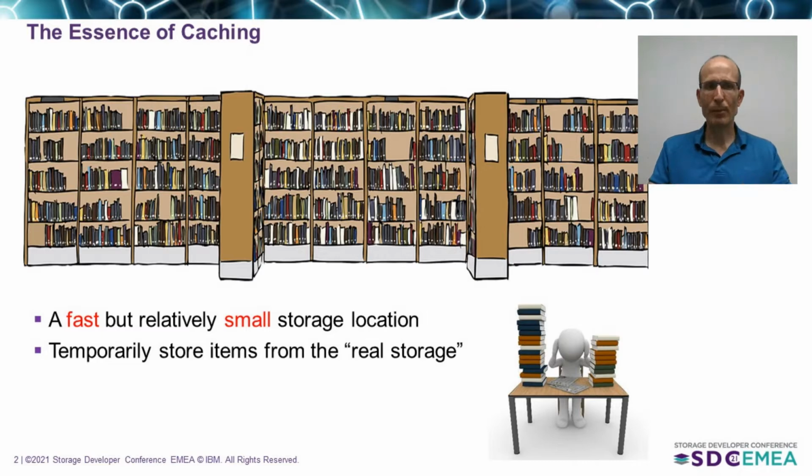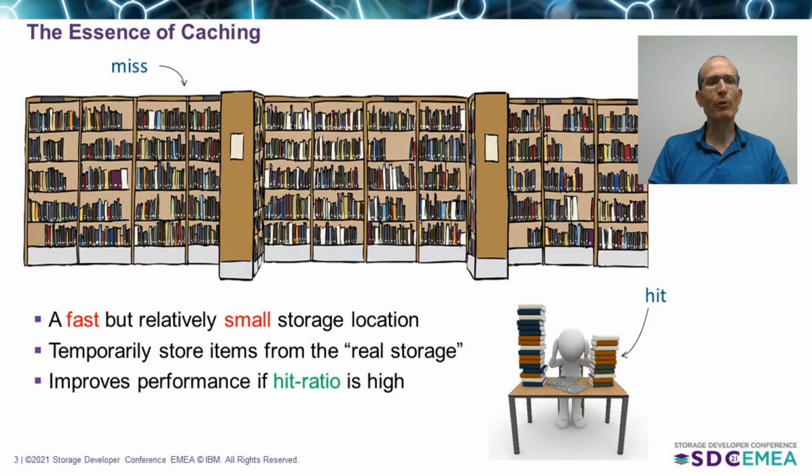What is a cache? A cache is a fast but relatively small storage location where we can temporarily store data fetched from the real remote storage. For example, while a library can be considered a remote storage, your desk is a cache where books you temporarily checked out are kept.